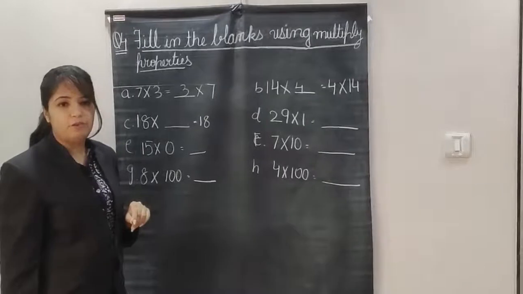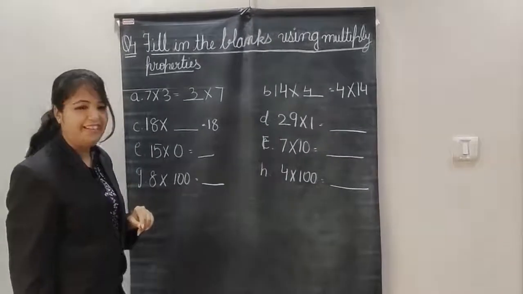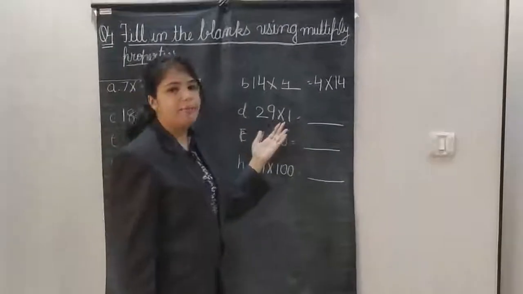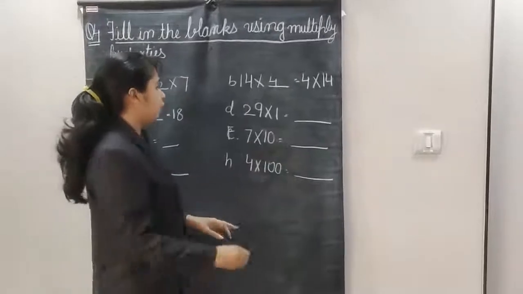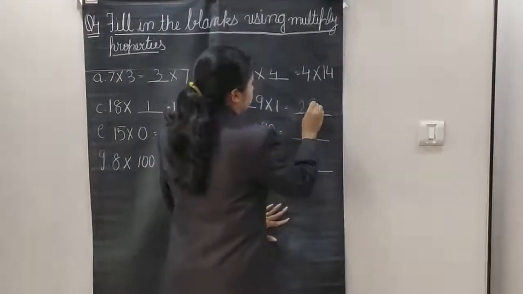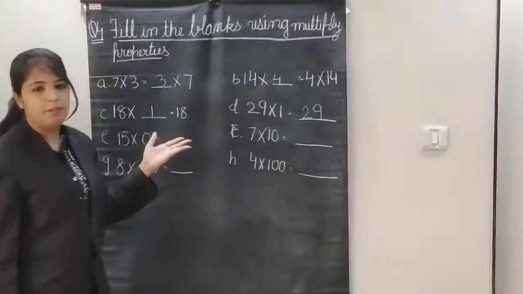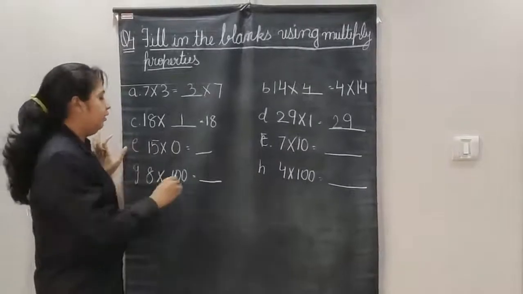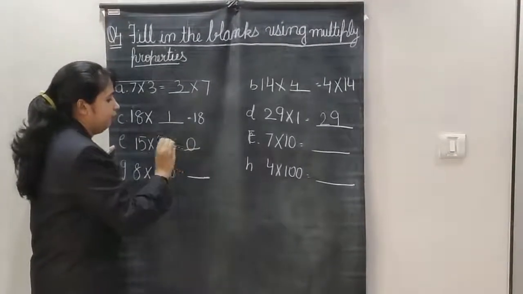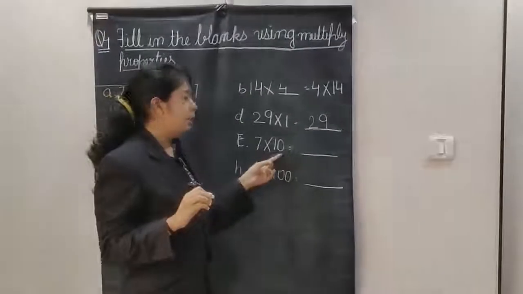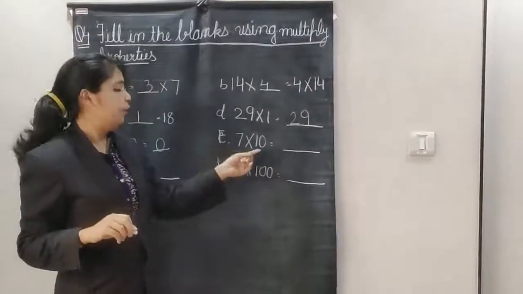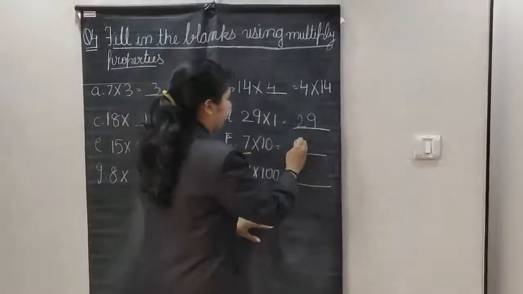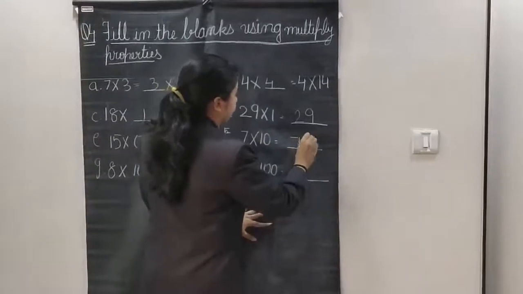Now next. 18 multiplied by dash, the answer is 18. What will we multiply by to get the same answer? 1. Correct. Now 29 multiplied by 1, the answer will be 29. Right? So this is the property of multiplication with 1. 15 into 0. Whenever we are multiplying with 0, the answer will be 0. 7 multiplied by 10. So how many zeros are there in 10? 1. So we will write this number and we will write 0.